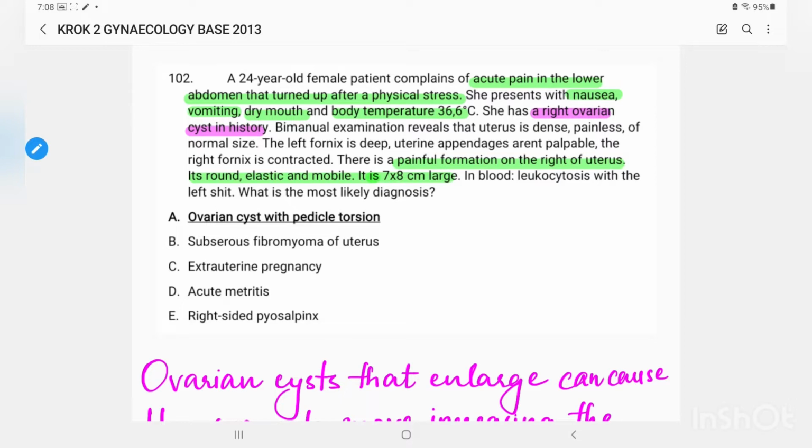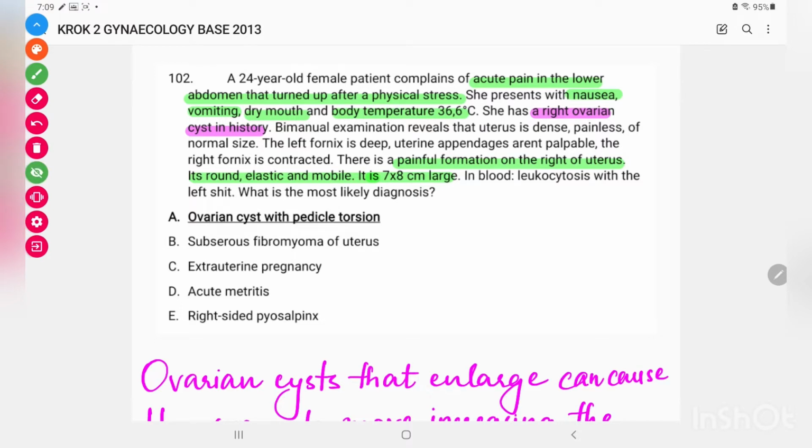Bimanual examination reveals that uterus is dense, painless, of normal size. The left fornix is deep, uterine appendages are impalpable, and the right fornix is contracted. There is a painful formation on the right of uterus. It's round, elastic, and mobile. So it is 7 to 8 centimeter large. In blood, leukocytosis with the left shift is seen. What is going to be the most probable diagnosis?